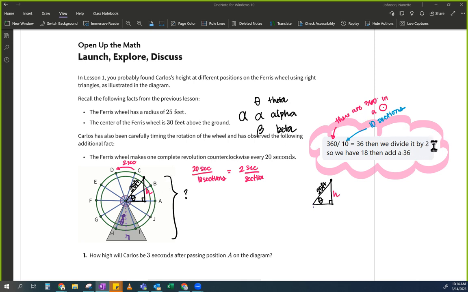So why did we divide by 2 though? What happened with this 2? Where did this 2 come from?